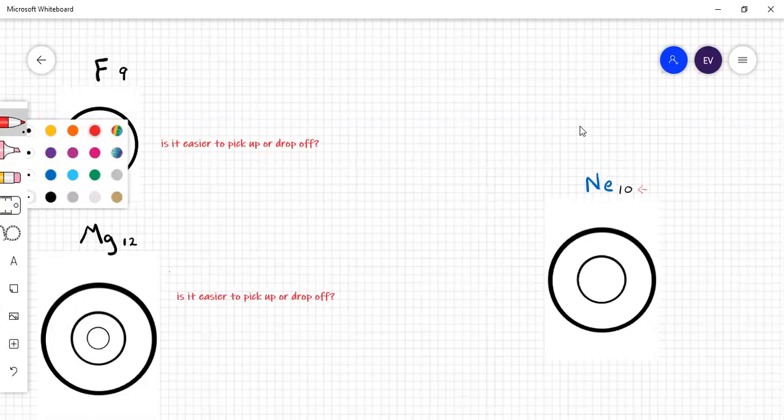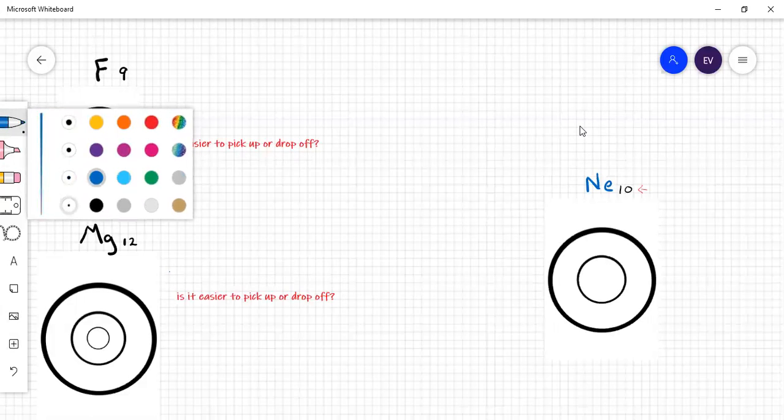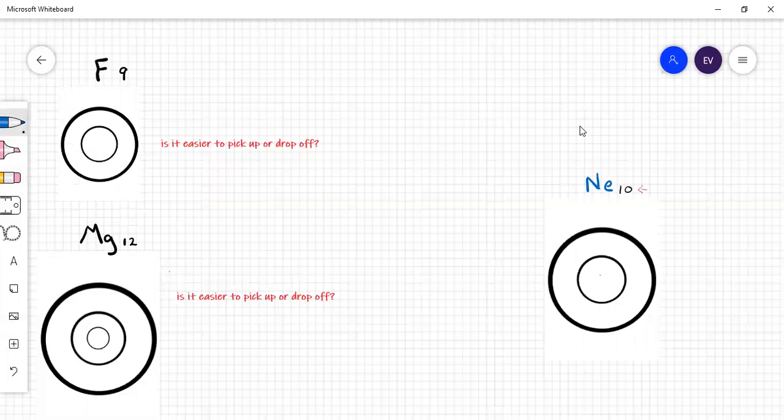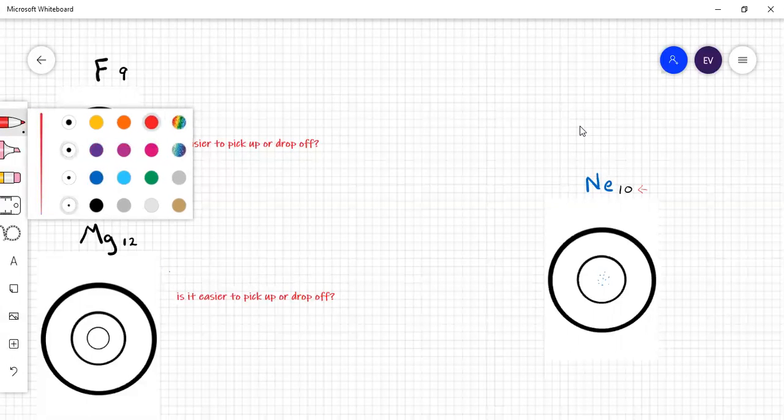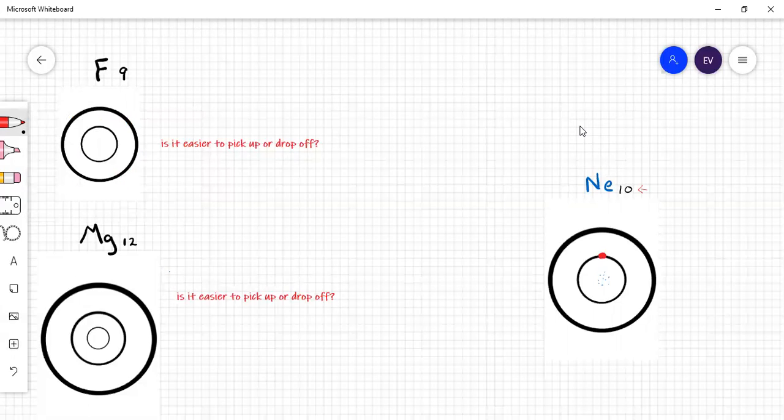Because it has an atomic number of 10, that means that it has 10 protons. So we're going to go in there and put our 10 protons: 1, 2, 3, 4, 5, 6, 7, 8, 9, 10. And if it has 10 protons, that means that it has 10 electrons. So we're going to add those electrons now. In the first energy level, we have capacity for 2 electrons, and in the second energy level, we have 8 electrons.